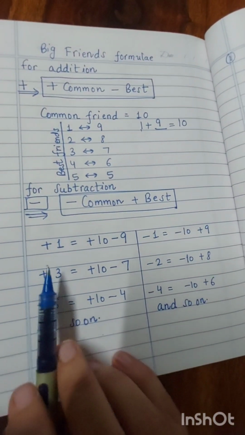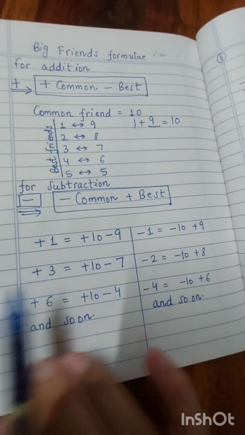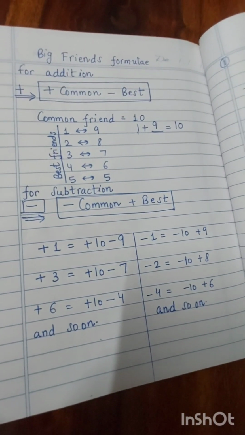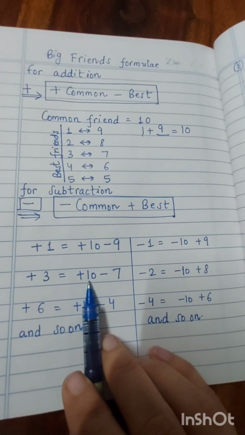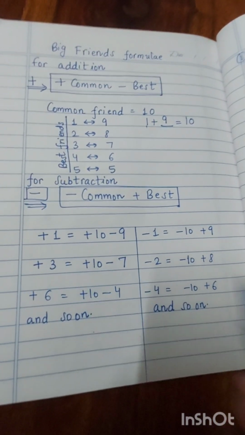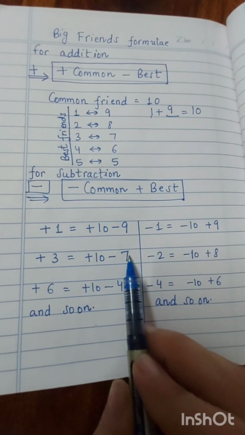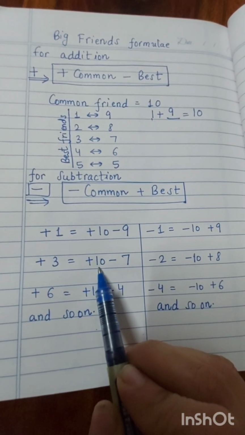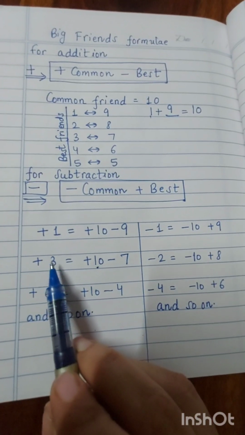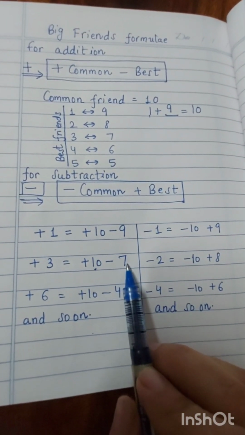In the same way, how will we add plus 3? We have to add 3, but we don't have 3 beads to add. Then how will we add? We will take the help of big friends if small friends are not available. So we will add the common and subtract the best. The common friend is the same, plus 10, and we have to subtract the best friend of 3. What is the best friend of 3 in big friends? It is 7.